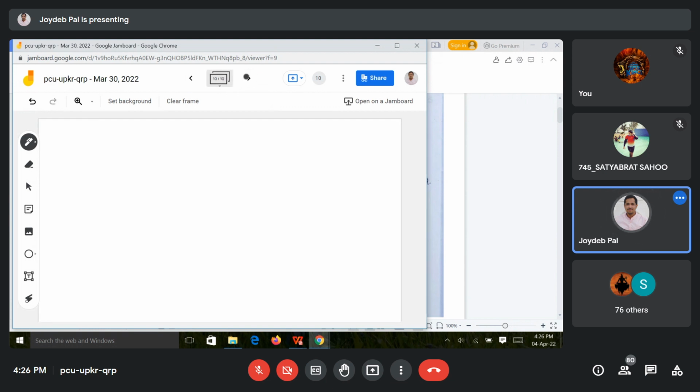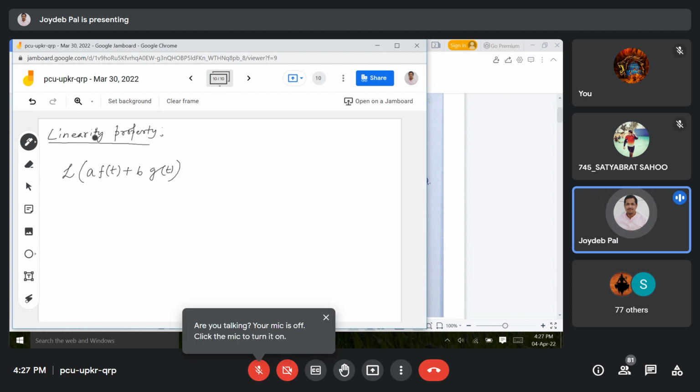What is the linearity property in Laplace transform? Here L is the transform. L of a into f(t) plus b into g(t), where f(t) and g(t) are two functions of t defined for t greater than or equal to 0, and a, b are two constants.